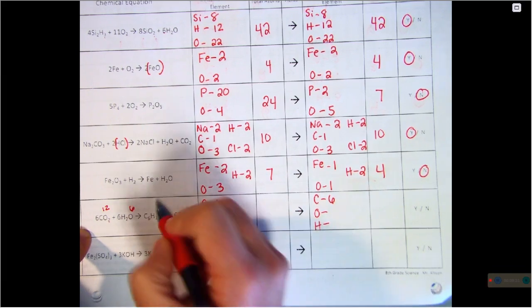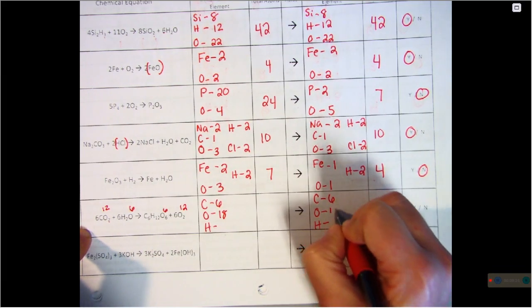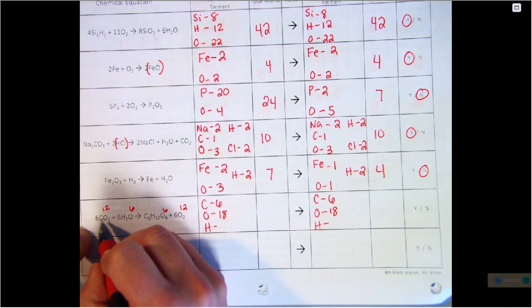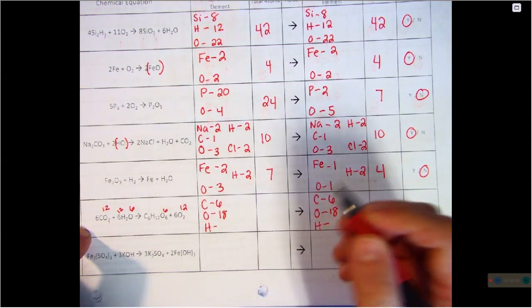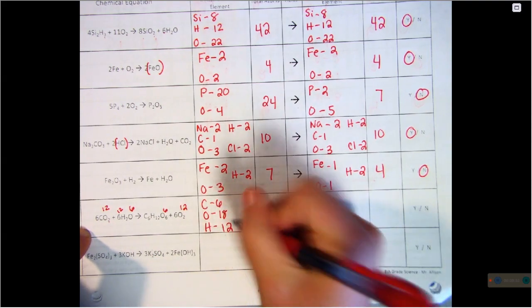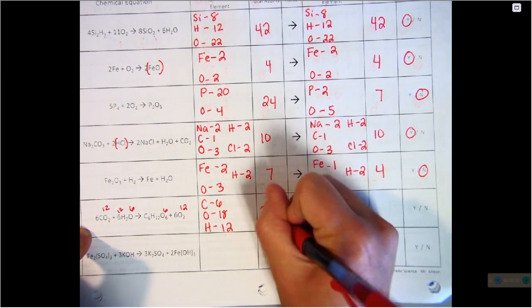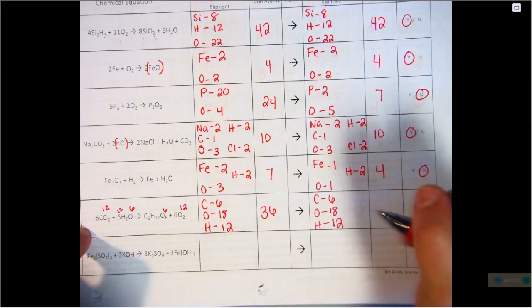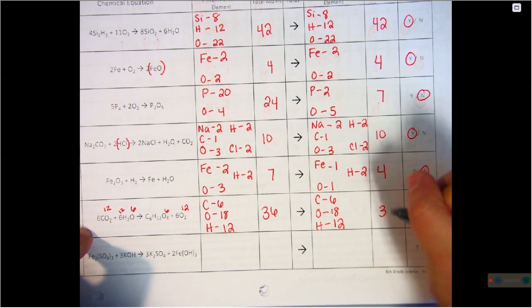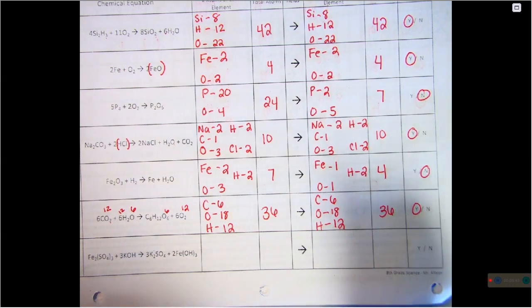Over here, I have 6 oxygens, and 6 times 2 is 12. That is 18 oxygen. Then I have 6 times 2 is 12 hydrogen on that side. And on this side, I have 12 hydrogen. So I have 36 on each side. That is a balanced equation. Last one.